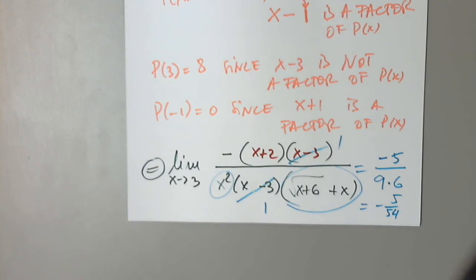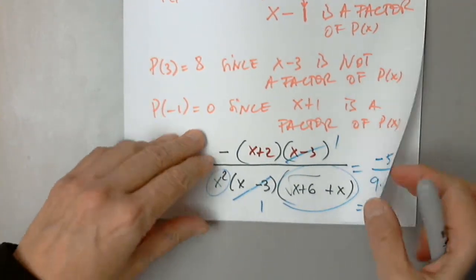If I plug in 0 and I get 0, which factor do I expect to remove? X approaches 0, and I plug in 0 and I get 0. Which factor do I expect to remove from the top? X, correct. Very good.